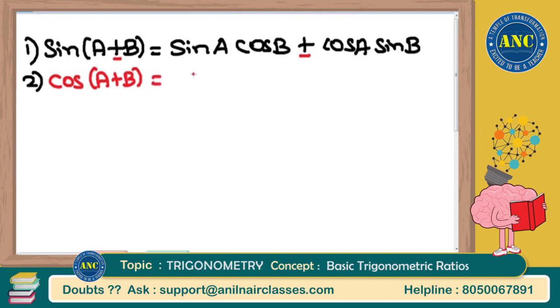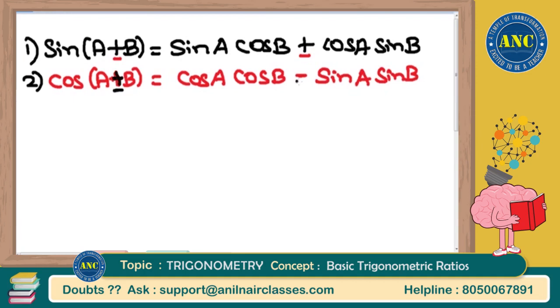If it is cos of a plus b, cos will give cos itself in the starting: cos a cos b. If the angles are added, then it will be minus on the right hand side: minus sin a sin b. The reverse is, if the angles are subtracted, cos of a minus b, you will get cos a cos b plus sin a sin b. These are some things you need to know.